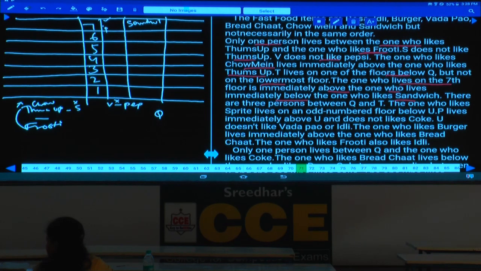And there are 3 persons between Q and T. Fine. As there are 3 persons between Q and T, and T is not on the ground floor, how many possibilities are there? If T is on the 2nd floor, 1, 2, 3, Q will be here. That is one possibility. Then what is the second possibility wherein we can have this T?